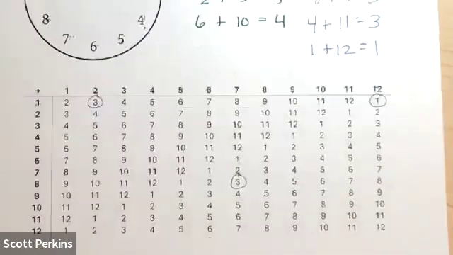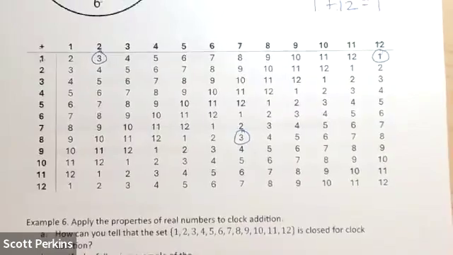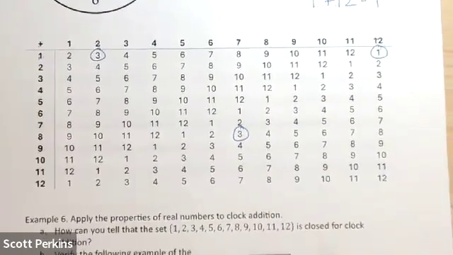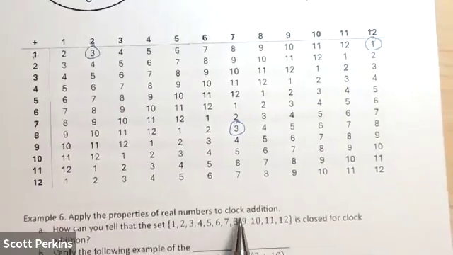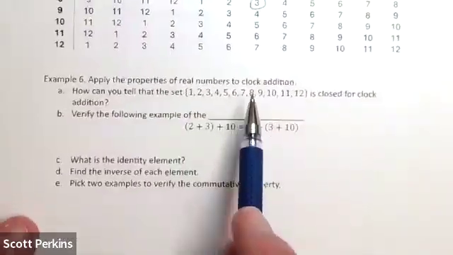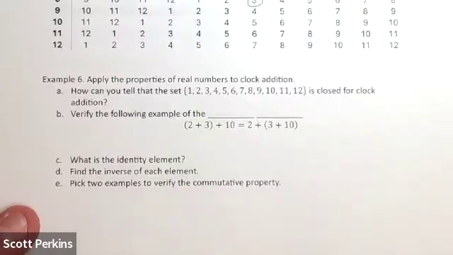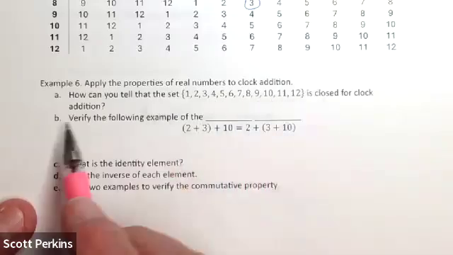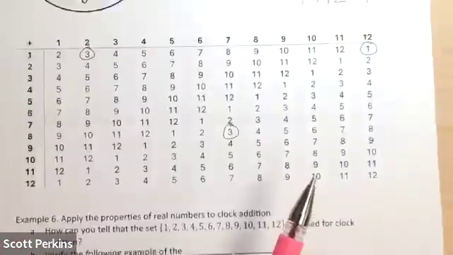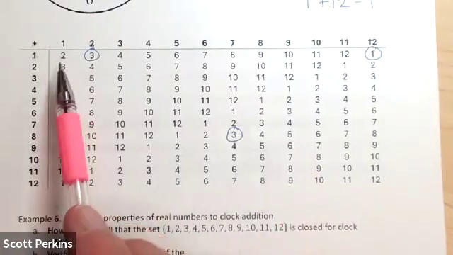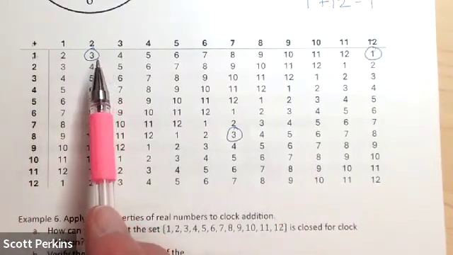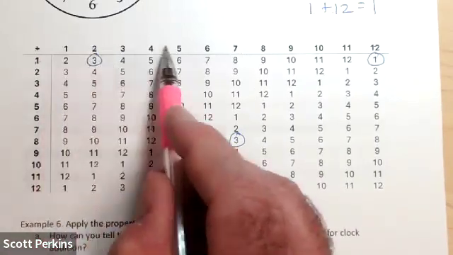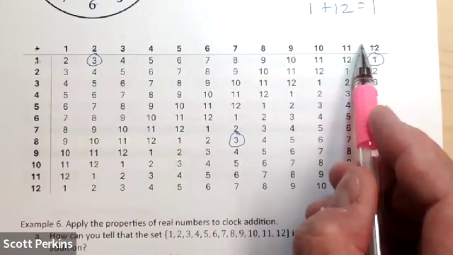That's how to read the table. And so here are just a few questions regarding the properties of numbers and looking at this clock addition under a 12-hour system. So we're going to apply the properties of real numbers to this clock addition. First thing is, how can you tell the set 1, 2, 3, 4, 5 through 12 is closed for clock addition? Well, let's look in the body. Remember, an operation is closed if I take any 2 elements, so I take an element on this side, and I take an element up here, and I combine them, and I get an element of the set.